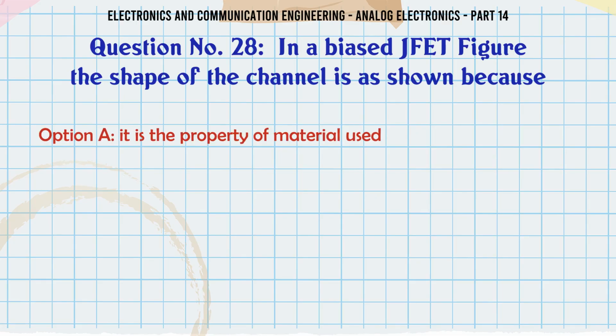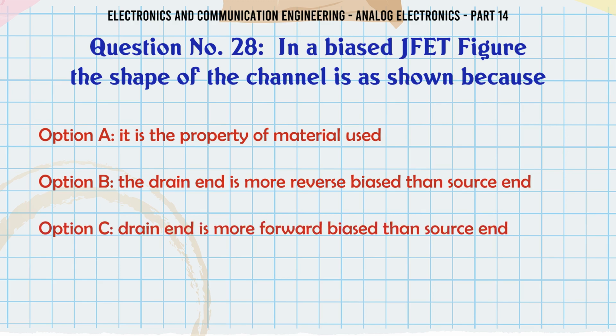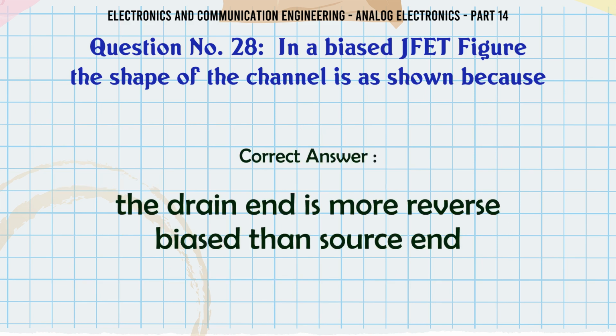In a biased JFET figure, the shape of the channel is as shown because A. It is the property of material used. B. The drain end is more reverse biased than source end. C. Drain end is more forward biased than source end. D. Impurity profile changes with distance. The correct answer is the drain end is more reverse biased than source end.